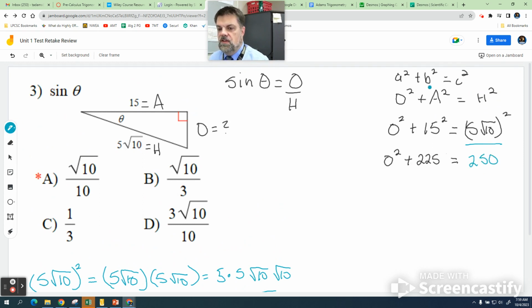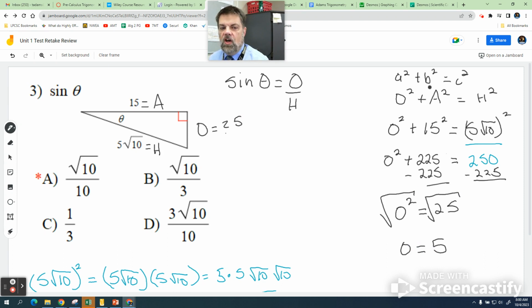Okay. So now to solve this, what I'm going to do is I'm going to say the opposite squared plus, oh wait, let's back up. Let's subtract the 225, yeah? So I'm going to subtract 225 from both sides. And I get the opposite squared is equal to 25, yeah? So then I'm going to take the square root of both sides, and I get the opposite is equal to 5.